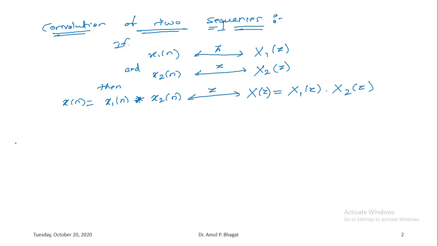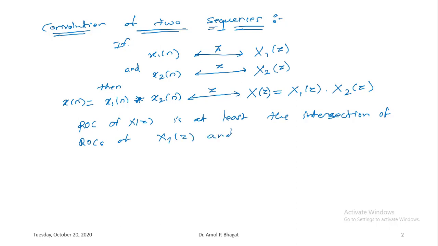Okay, so here again the ROC of this resulting X of Z is simply the intersection of ROCs. That is, ROC of capital X of Z is at least the intersection of ROCs of X1 of Z and X2 of Z. Okay. So here we'll try to prove this property, right?